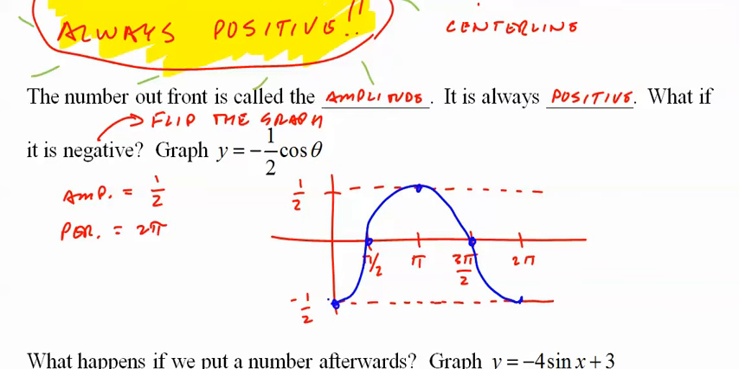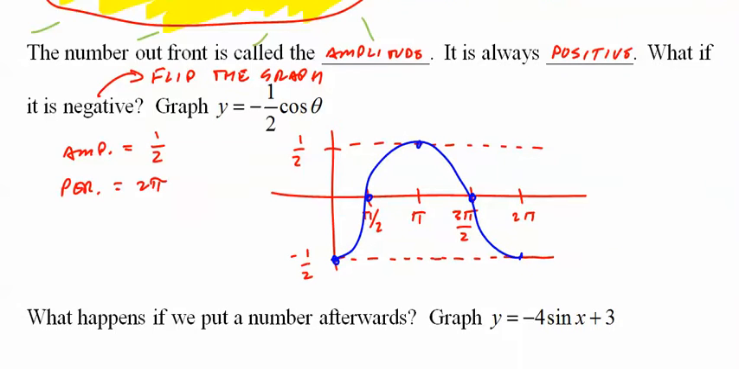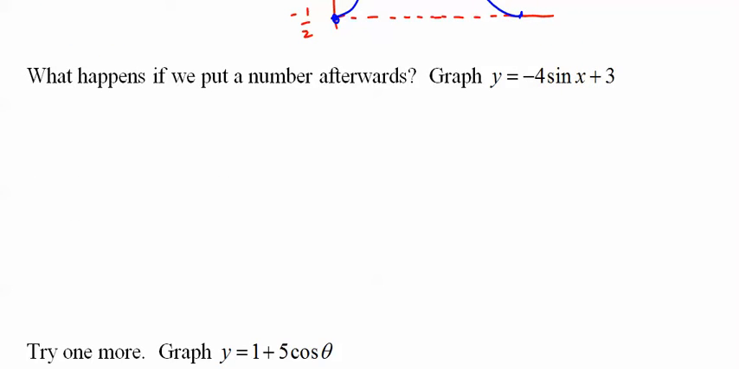Take a fair amount of pride in my curves. That one's not one of my best. I won't lie. All right, put a number afterwards. That's your vertical shift. It moves the center line up or down.